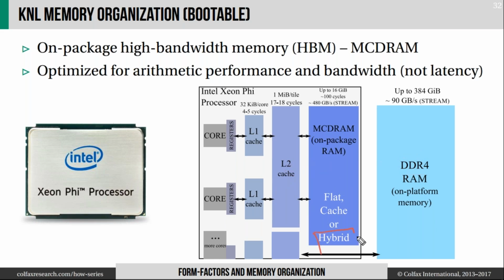You can also do hybrid, meaning you split the high bandwidth memory into two parts, and one part you configure flat and the other you configure cache. And this is a boot time decision to use the flat, cache, or hybrid memory topology.